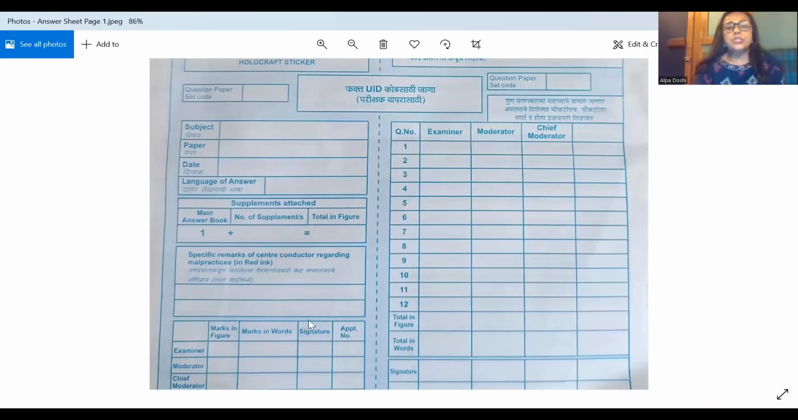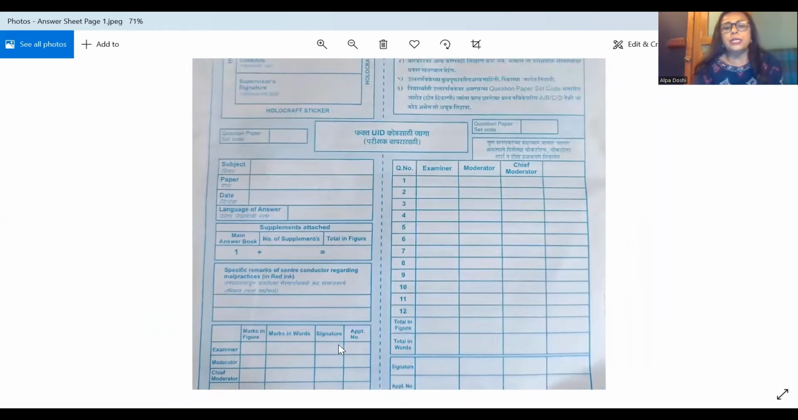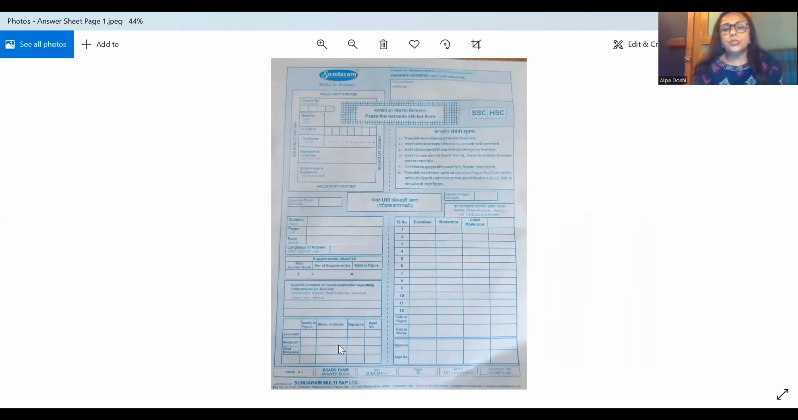Imagine each and every student's appointment number, which examiner has corrected. Naturally, there's no other identification except the appointment number and initials of the examiner. So this, dear students, are the instructions for the very first page.